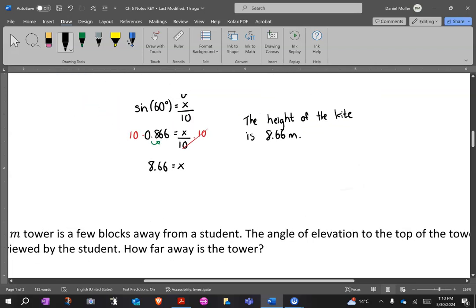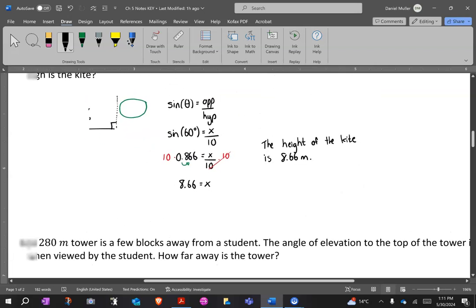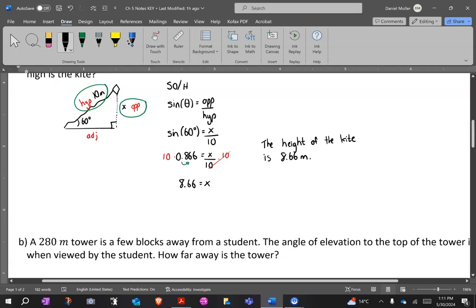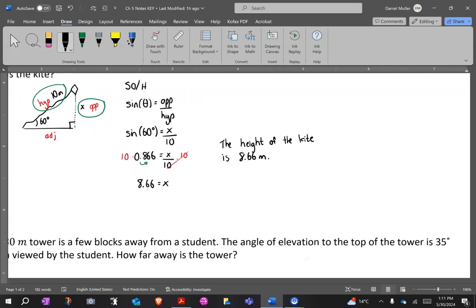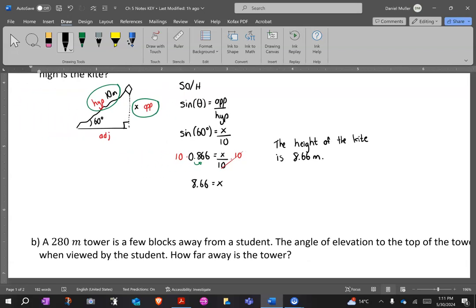So let's take a look at the next one. We have a 280 meter tower. That's how tall it is. It's a few blocks away from a student. The angle of elevation, remember that's looking up, to the top of the tower is 35 degrees when viewed by the student. How far away is the tower?